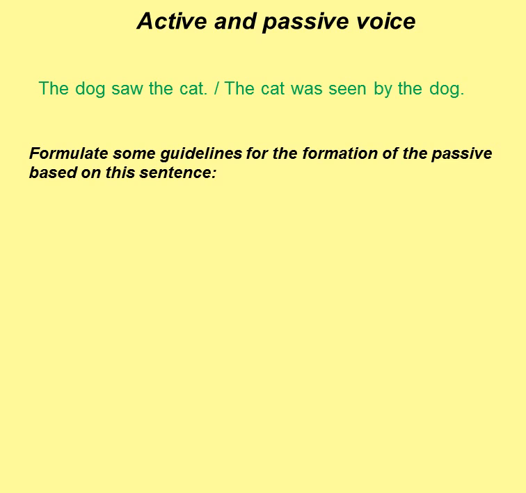Another way to classify verbs is to look at whether they are active or passive, and this is known as the voice, the active voice and the passive voice. It's not a tense, it's a voice. So let's have a look at these two sentences. We've got the dog saw the cat, that's the active voice, and then we've got the cat was seen by the dog. Now just pause there for a second, have a look at those two sentences, see if you can work out the rules or the guidelines for changing an active into a passive. So pause there and have a go at that.